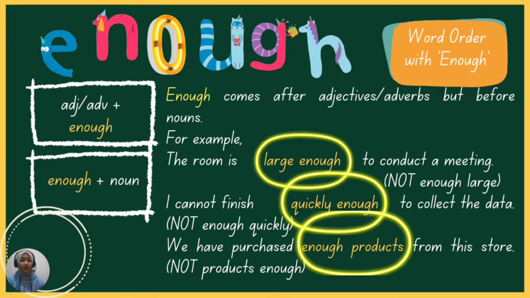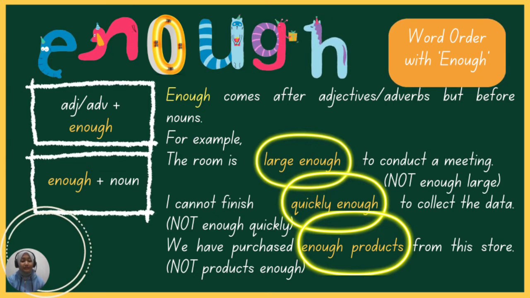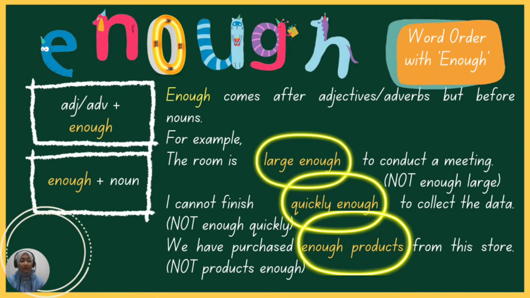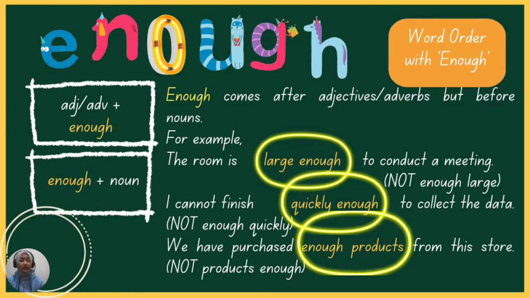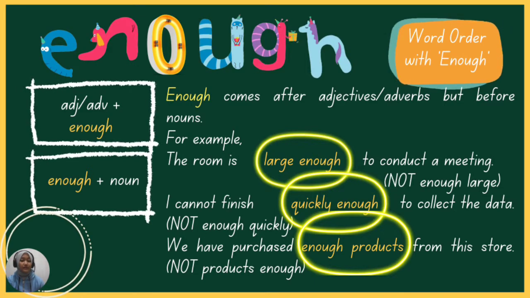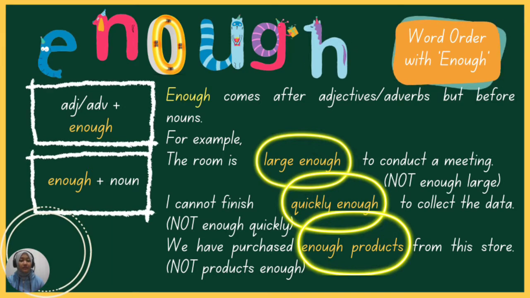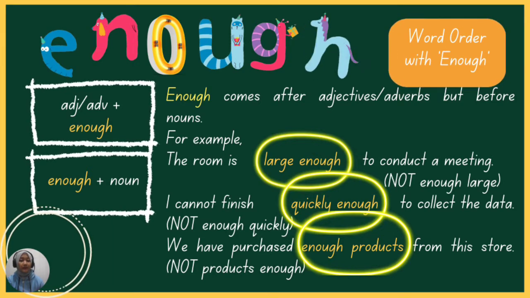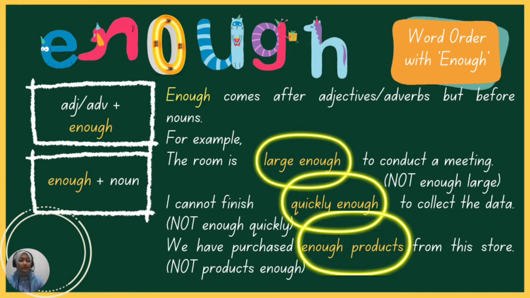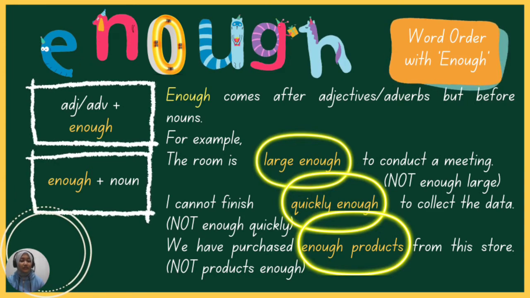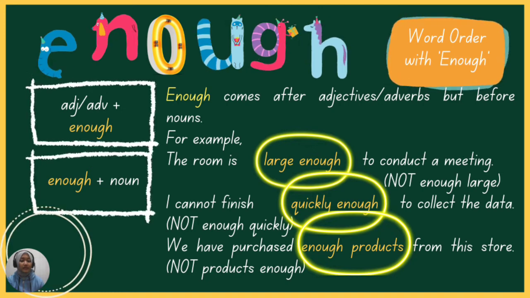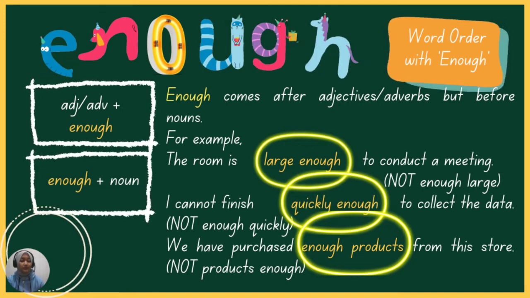Oke, word order with enough. Word order, jadi susunan kata dengan menggunakan enough. Ini sering sekali muncul dalam kalimat ya, penggunaan enough. Nah, we have the rules also in using enough. Enough comes after adjectives or adverbs, but before nouns. Ya, jadi ini dia rulesnya. Enough comes after adjectives or adverbs, but before nouns.